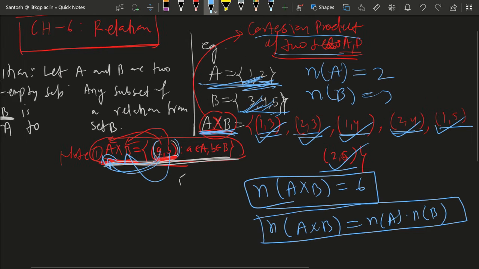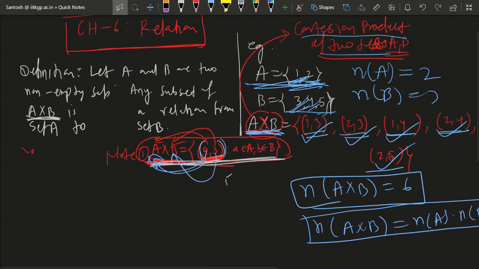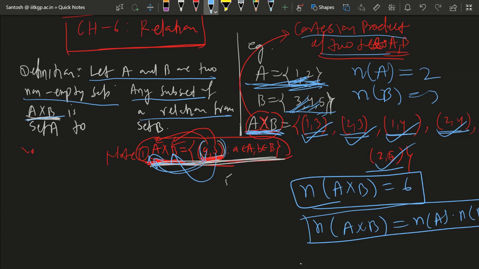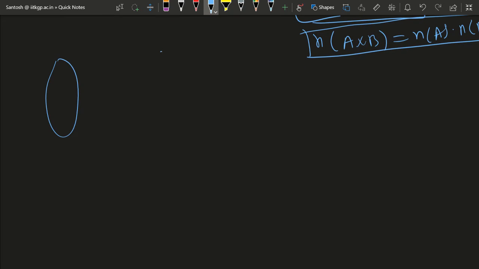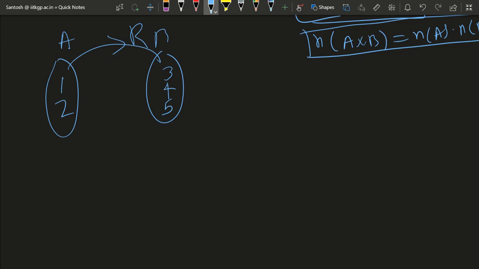Okay. So now I will come to the definition of relations. A and B are two non-empty sets. Just for information, the definition is: any subset of A cross B is called a relation from set A to set B. So you want to establish a relation from set A to set B. I will write R; R means relation here. A has 1 2, B has 3 4 5. So A has two elements 1 2 and B has three elements 3 4 5.